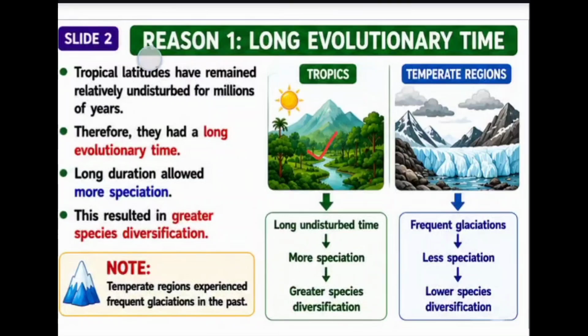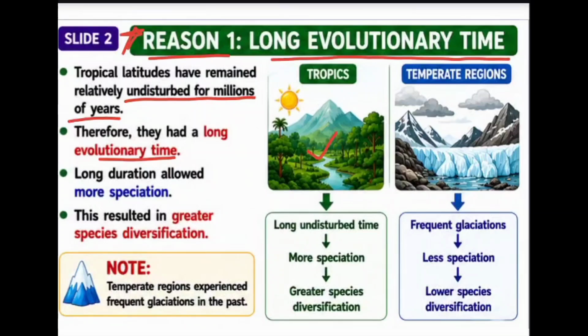Let us now discuss the first reason, long evolutionary time. This is considered one of the most important explanations for high tropical biodiversity. Tropical regions have remained relatively undisturbed for millions of years, and because these areas were stable for such long periods, organisms had more time to evolve and diversify. Think about it like this. If students are given more time to complete a project, they can create more detailed and creative work. Similarly, species in tropical regions had more time to evolve into new forms.